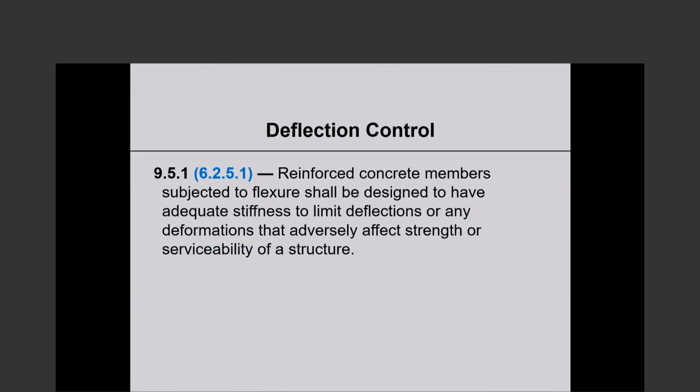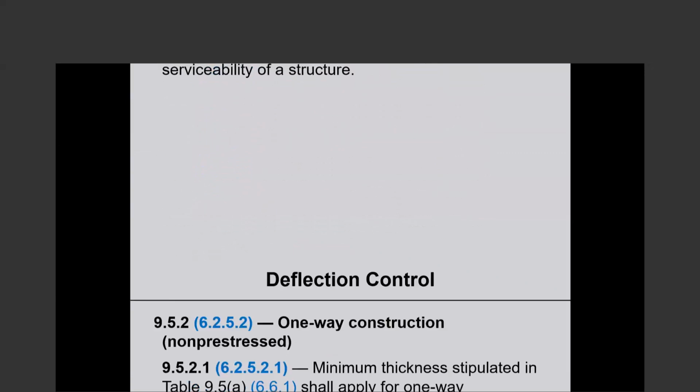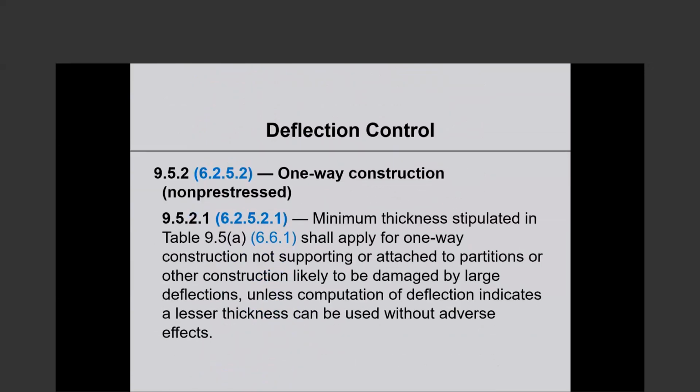Okay, then we go to deflection. In design, all of those things come in. Analysis is analysis, find me strength, but design involves all of these aspects. So reinforced concrete members subject to flexure shall be designed to have adequate stiffness to limit deflections or any deformations that adversely affect strength or serviceability of a structure. Okay, deflection control in ACI 318.